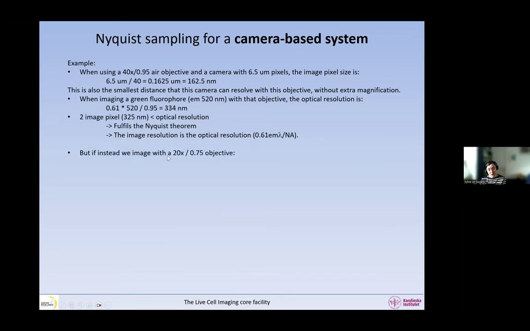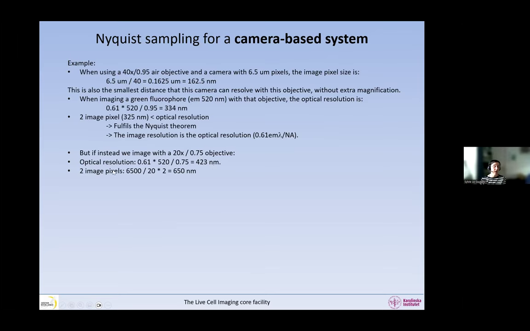If on the other side we change objective, and we use the same camera and the same wavelength, but a 20x air, 0.75 NA objective, the optical resolution becomes 423 because the NA has changed. So this is what the objective can resolve. And if we look again at the two-pixel size with this magnification, we get 650. And 650 doesn't fit in 423. So now we are in a situation where we cannot fit two image pixels inside our optical resolution.